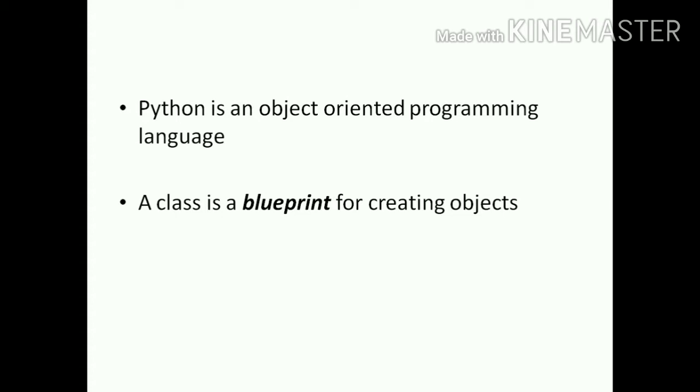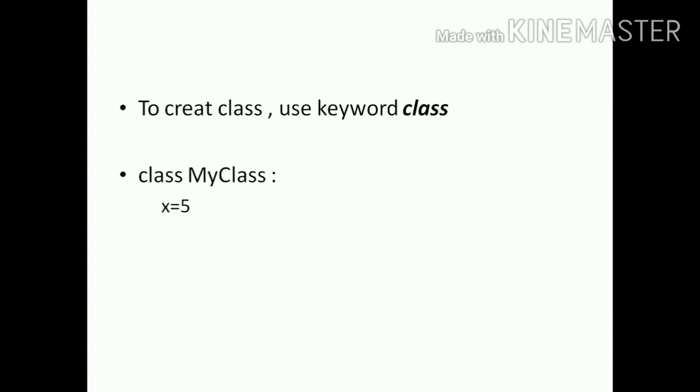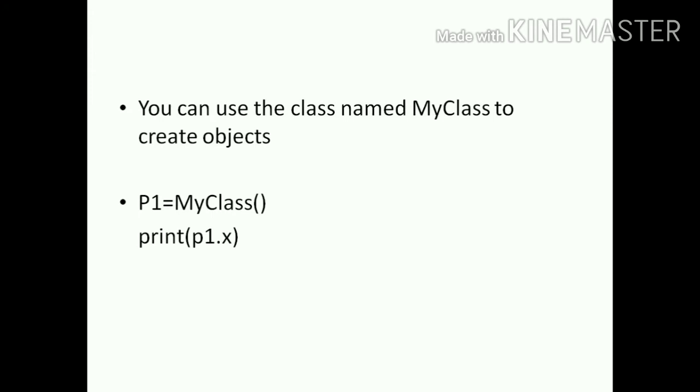So class is something which creates those objects for you. A class is a blueprint for creating those objects. To create a class, we use the keyword class followed by the class name, and inside that class you can have all the properties and methods, whatever you want. Here you have just created a class named MyClass, and taken a variable x which is assigned the value 5. So you can use the class name MyClass to create objects now. p1 is the object of the type MyClass. Now I can access the properties and methods inside that class using this object.